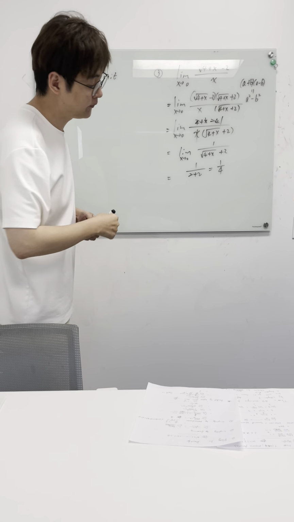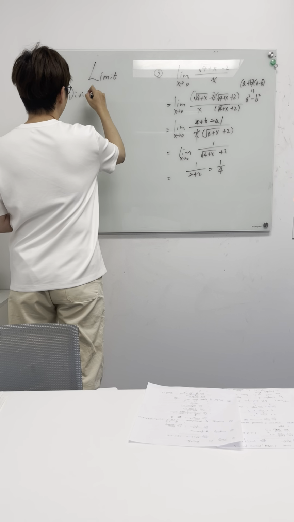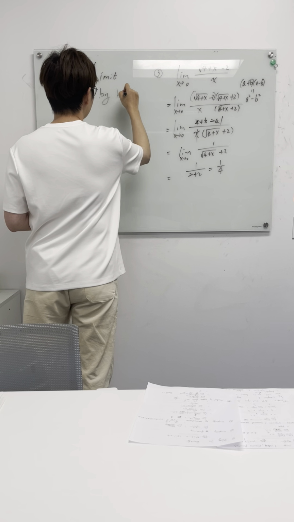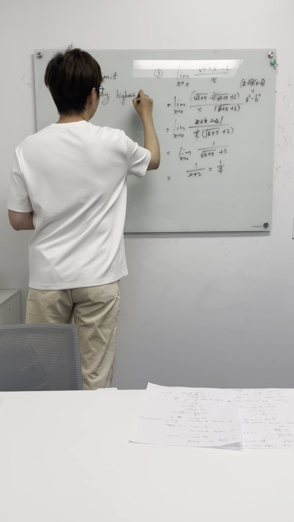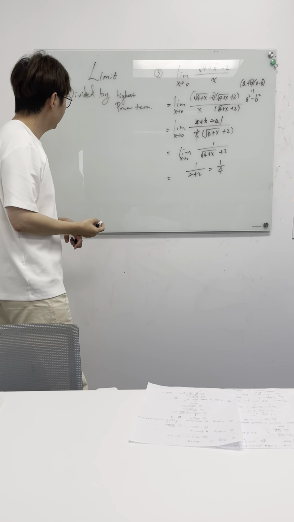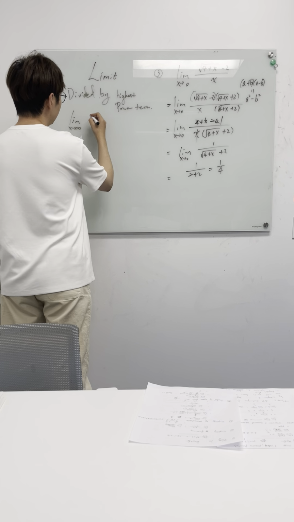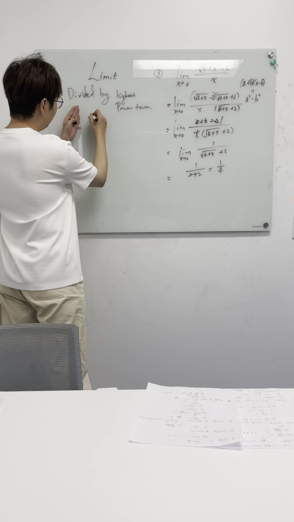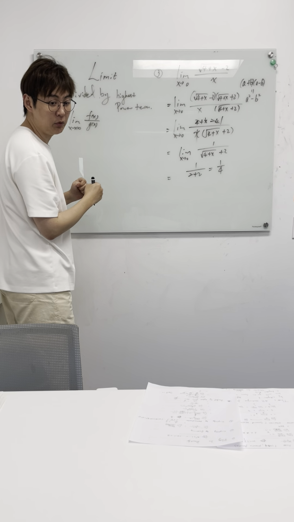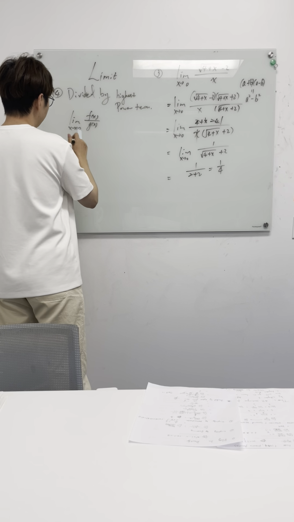And the next one is dividing by the highest order. What does that mean? That's only for the situation when we have the limit as x goes to infinity, and we have a rational function as the part we want to evaluate.